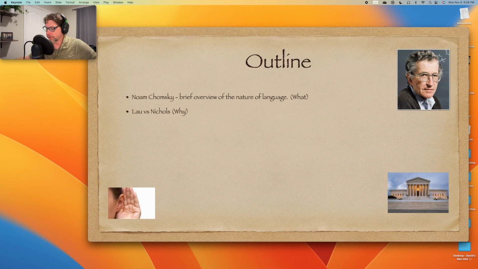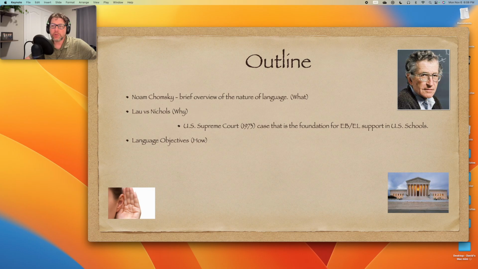And to do that, we're going to listen to some excerpts from a 1973 Supreme Court case, Lau versus Nichols, which is the foundation for probably the law and the structure of English language learner support and language development in public schools. And then we're going to look at how do we do this? So what is language development? Why is it important in schools? And how do we go about doing this?